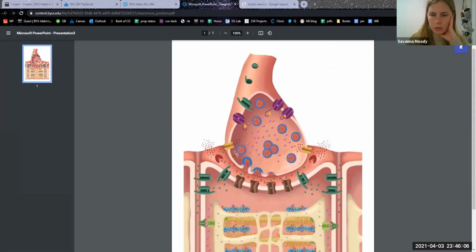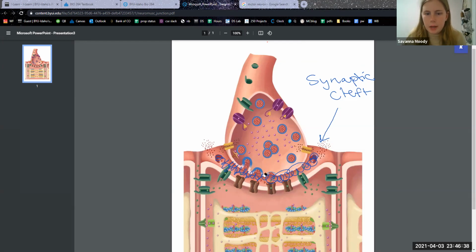Now, once acetylcholine is inside of the synaptic cleft, that's the name of this area right inside of here, right in between the neuron and the muscle, that is the synaptic cleft. And that is because that is where the synapse is happening. Synapse just means the message is being transferred from one cell to another, from either a neuron to a neuron or a neuron to a muscle.